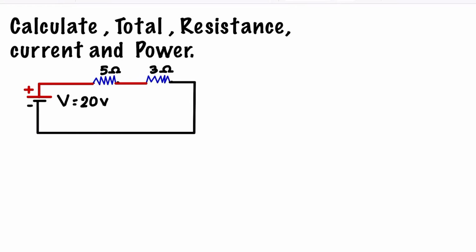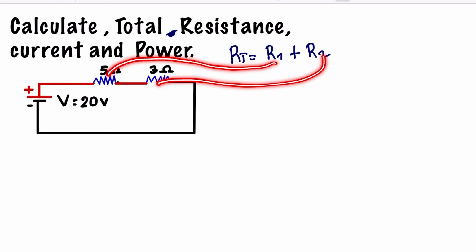So today we have this series circuit and we are asked to calculate the total resistance, current, and power. So let's get started. Since it's a series circuit, the total resistance RT will be equal to R1 plus R2. This represents R1 and this represents R2.